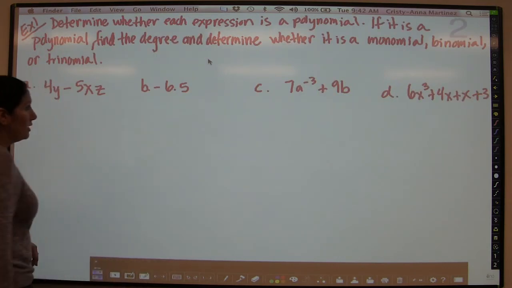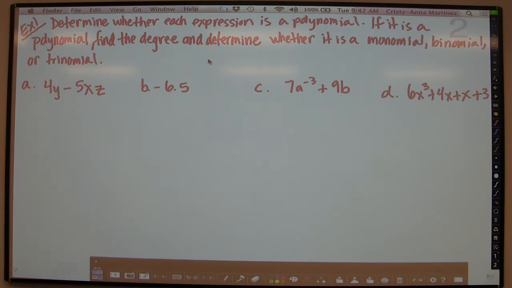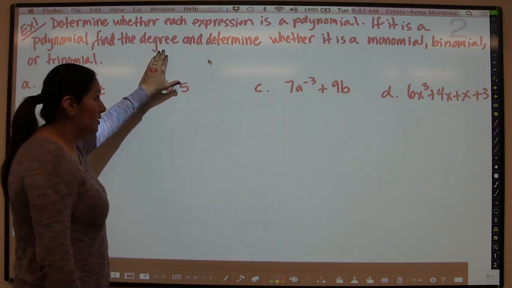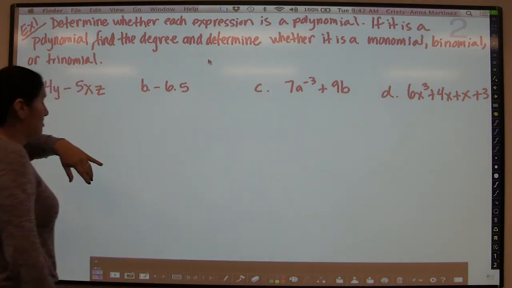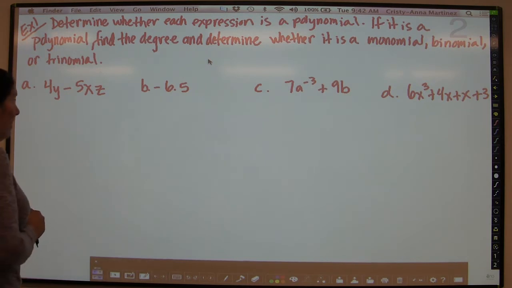All right. So it says here in example 1, determine whether each expression is a polynomial. That's the first thing we have to do: is it or is it not a polynomial? If it is a polynomial, then they want us to find the degree and determine whether it's a monomial, binomial, or trinomial. So remember, the degree is based on the exponent, and the term monomial, binomial, or trinomial depends on how many terms the polynomial has.